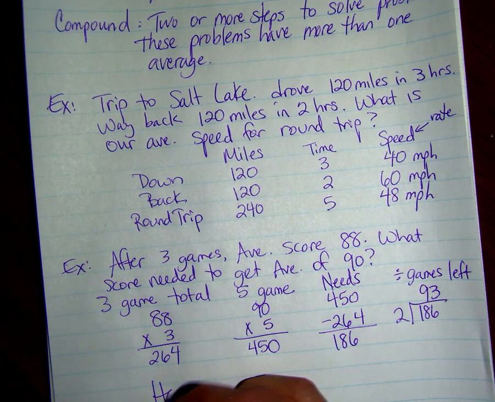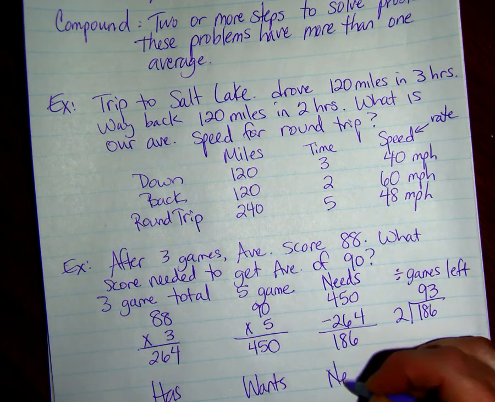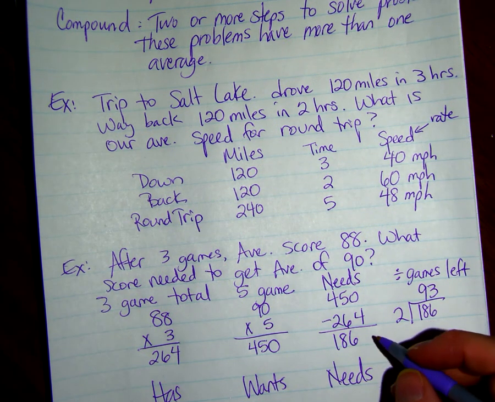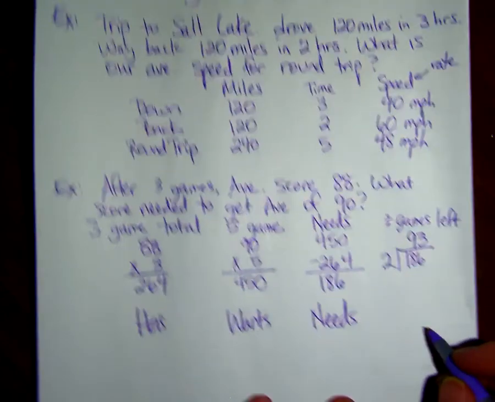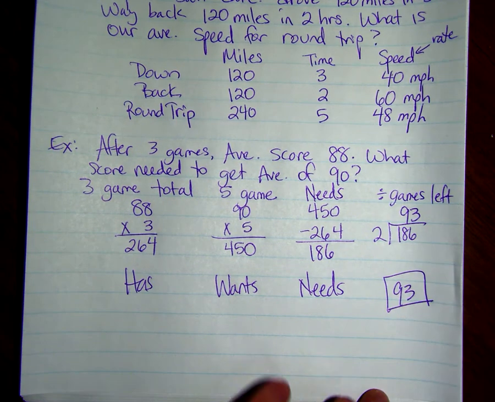So this is what he has, this is what he wants, and this is what he needs. So the average of the next 2 games that he needs is 93. And that's the end of the lesson.